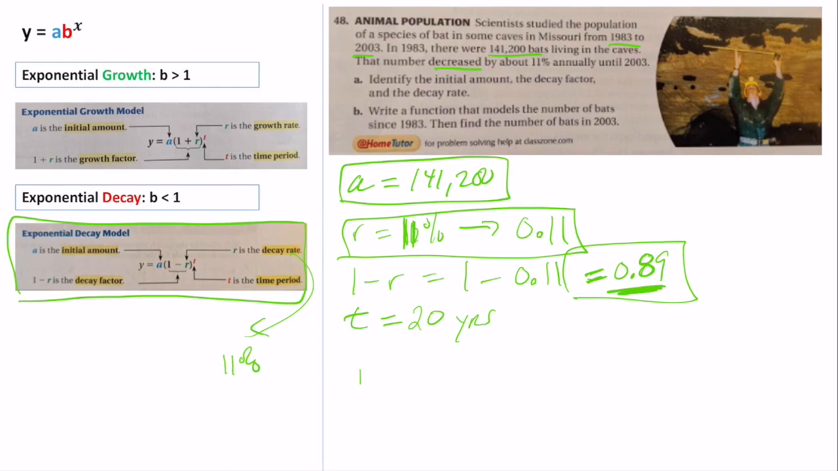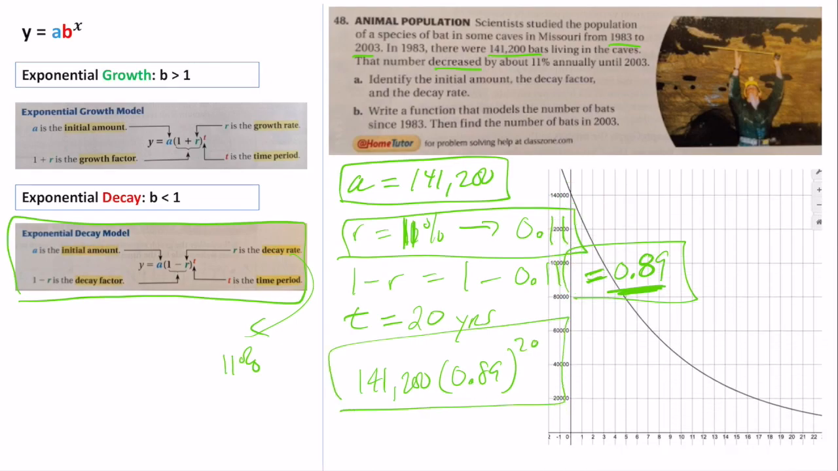So that's all that we have left to do. Just starting at 141,200 times 0.89, and we're doing this for 20 years, and that will give you how many bats. That is right here. You can see it on the chart, and we can definitely write that out. So 0.89 to the 20, and then multiply that by 141,200, and you end up with 13,720, roughly that many bats.